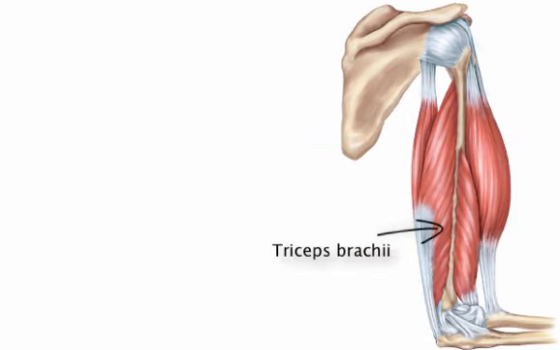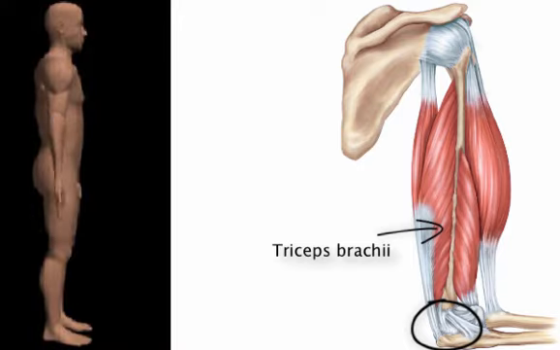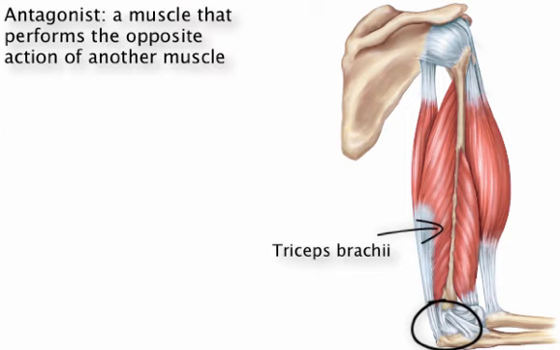The triceps brachii crosses the posterior elbow and will therefore result in elbow extension. Since it performs the opposite action of the biceps brachii and brachialis, that makes it an antagonist of those muscles.